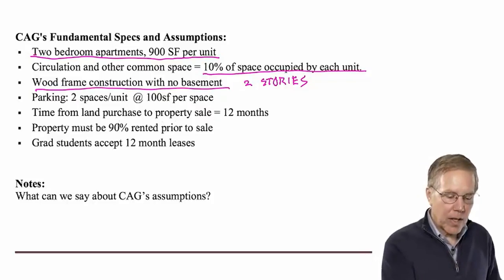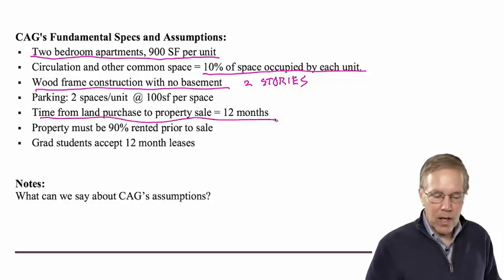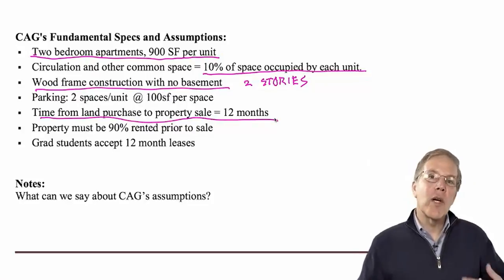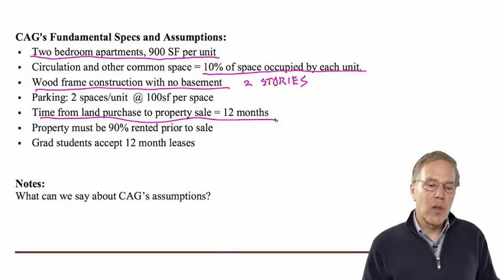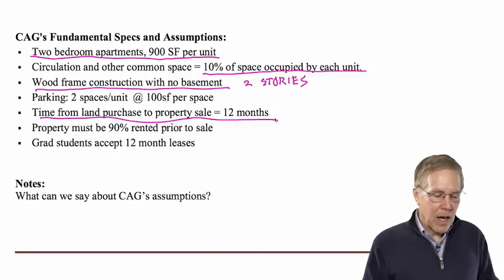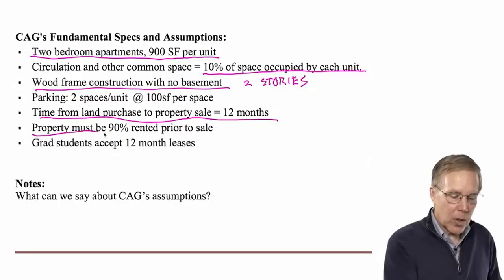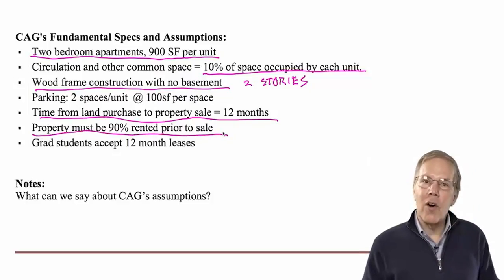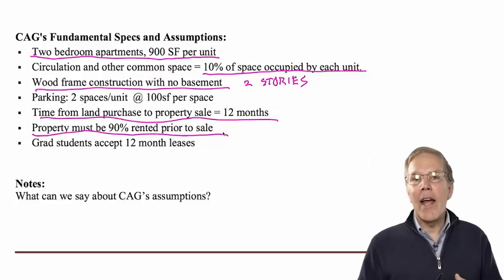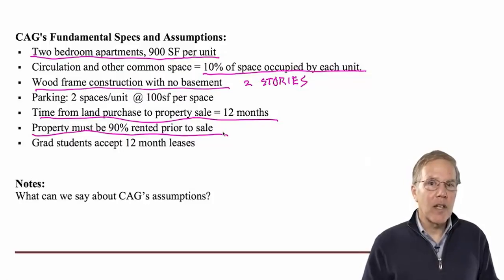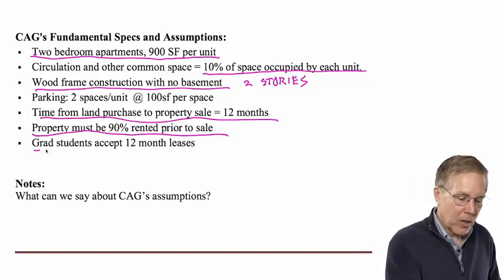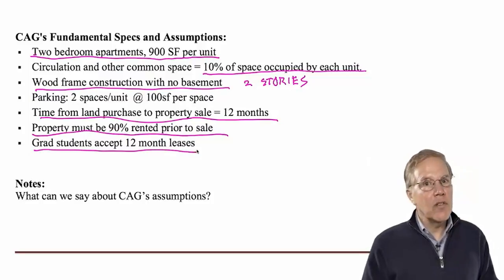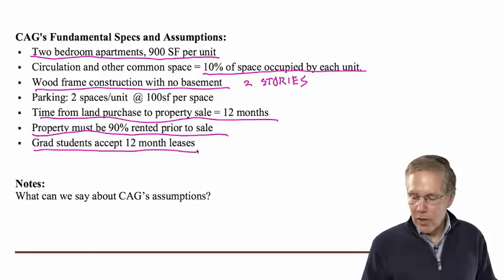They think they can do this whole thing, from purchasing the land to selling the property to someone who's going to be a property manager, in 12 months. If they do that, they're going to need 90% of all the units to be rented. They don't think they can find a buyer in the area who would be a cash flow producing property manager unless they have rental agreements in place for at least 90% of the units. They're also assuming that grad students will take 12-month leases, which I think is a little dodgy, but they claim they've done this before and it works for them.